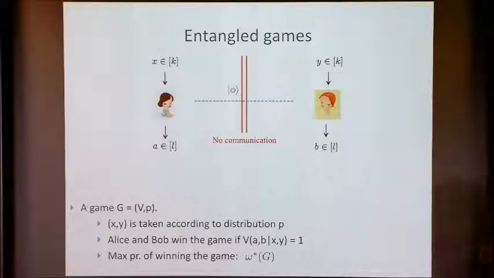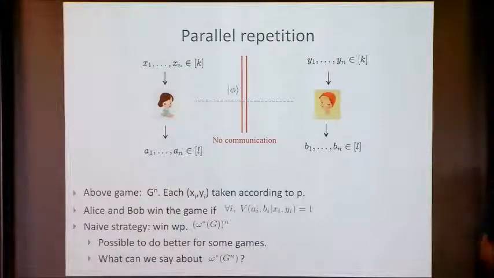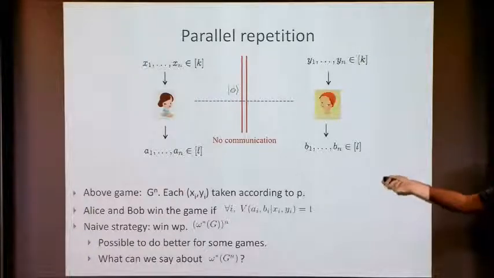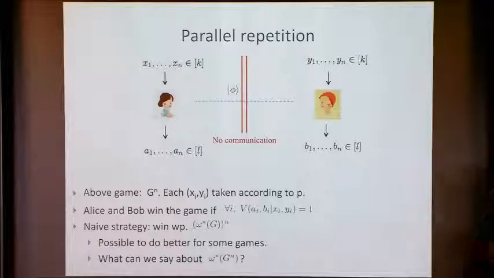One natural but complicated question here is about parallel repetition. Instead of having one game, they play n games in parallel, meaning that Alice has n inputs x1 to xn, Bob has n inputs y1 to yn, and each pair xi, yi is taken according to this probability distribution p. They want to output a1 to an and b1 to bn, and they want to win all of the n games at the same time. And the question is, what is the best strategy to do so?